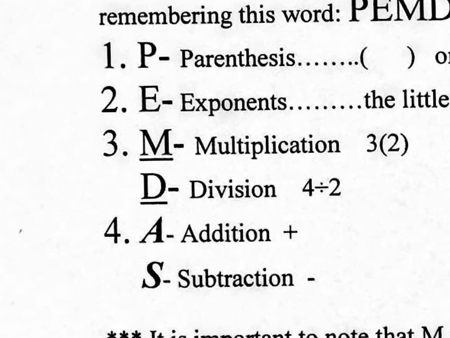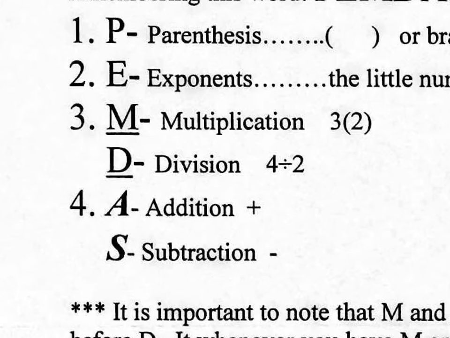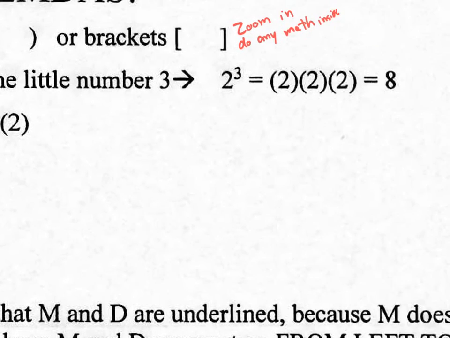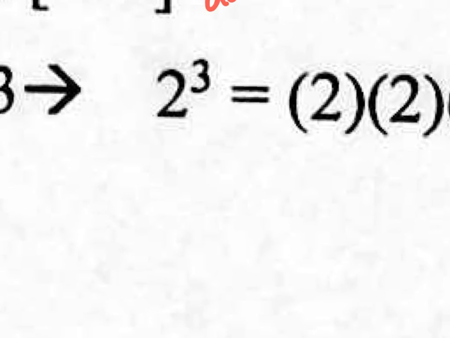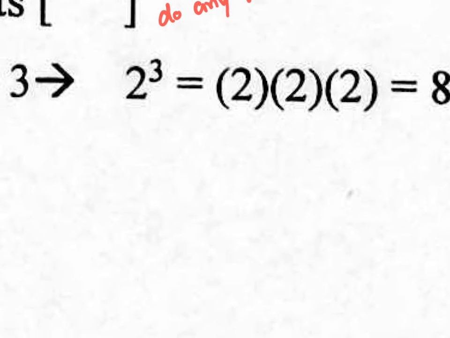After P, we have E, exponents. What is exponents? The little number. That little 3 right there, that's an exponent. And what does that little number 3 tell you? It tells you to write the base being multiplied with itself that many times. 2 times 2 times 2, that's going to be a total of 8. 2 times 2 is 4, 4 times 2 is 8.